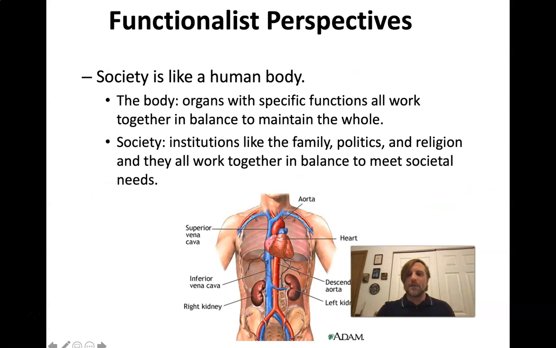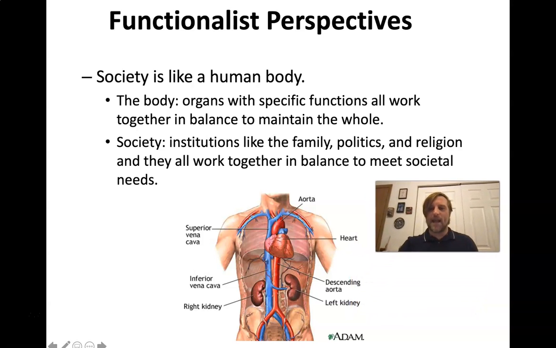In your book, you'll be asked to look at these different perspectives in sociology. One is called the functionalist perspective. The functionalist perspective looks at society kind of like a human body, where you have different organs, which are different social institutions, like educational systems, religions, the family, all of these different things, that work together to make society function.